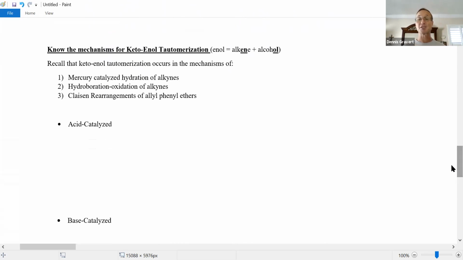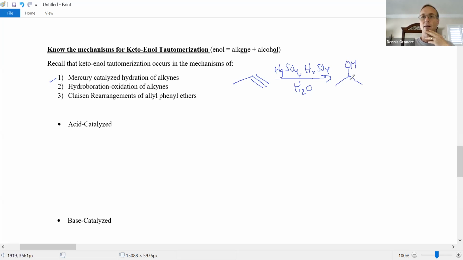Okay, where do keto-enols show up? Okay, I counted 3 places when we went over the mercury catalyzed hydration of alkynes. So if you have a triple bond and we mix in some mercury sulfate, I can't remember, it was sulfuric acid and then water, or did I put this water on top? Whatever. There's this reagent. During the mechanism, you actually created an enol, put in parentheses because that's not the final product, and then it tautomerized to the ketone.